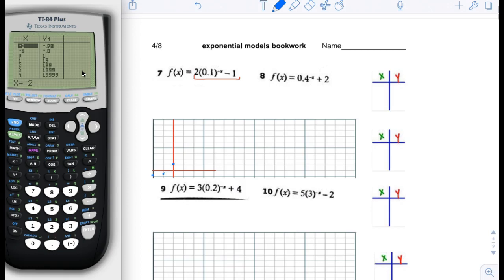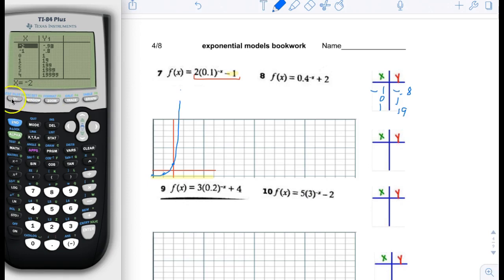1, 19. Oh my God, that's already way off the screen. Okay, kind of like that. Whereas the asymptote's right there at y equals -1. Okay, let's go on to number 8. If you want to write a few numbers into your grid here, you could put -1, -0.8, 0, 1, and 19.